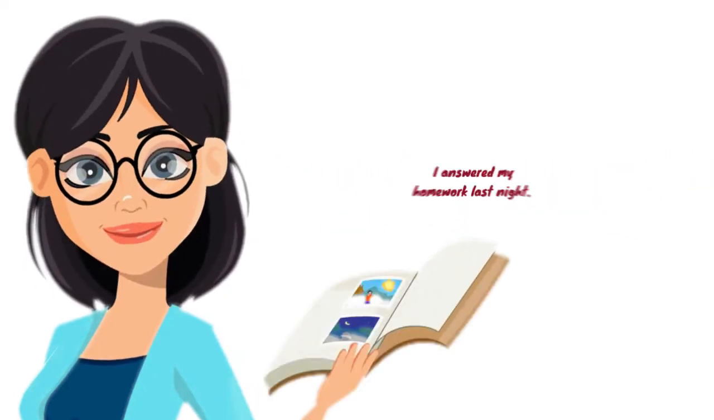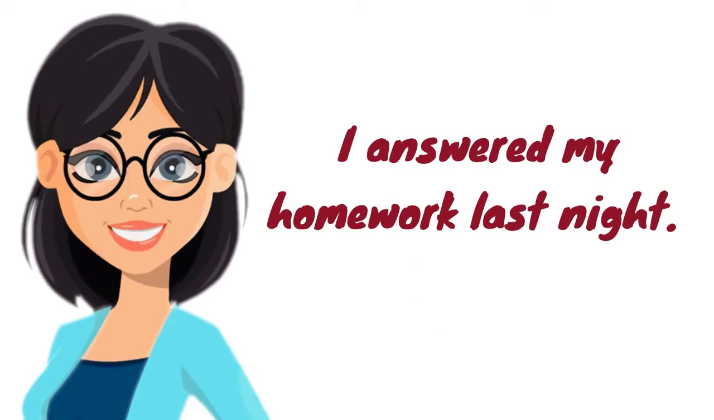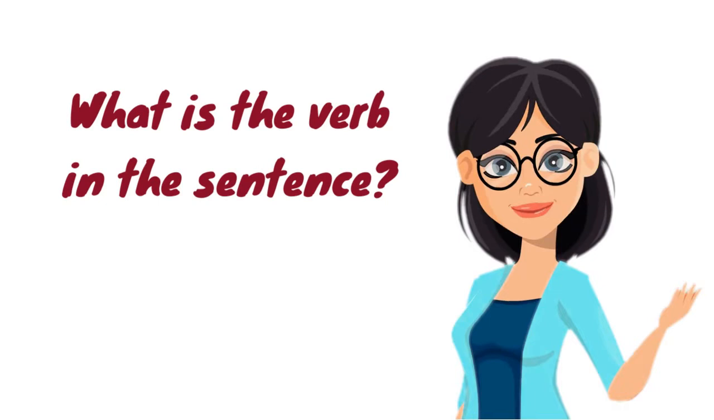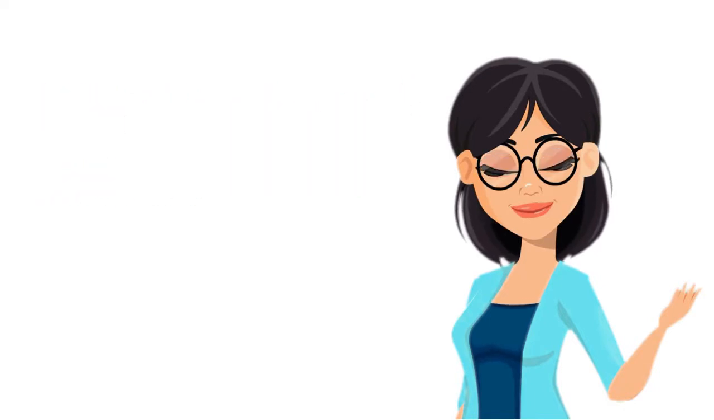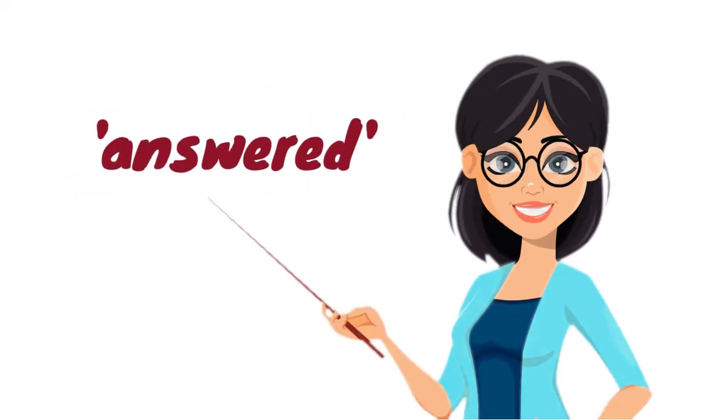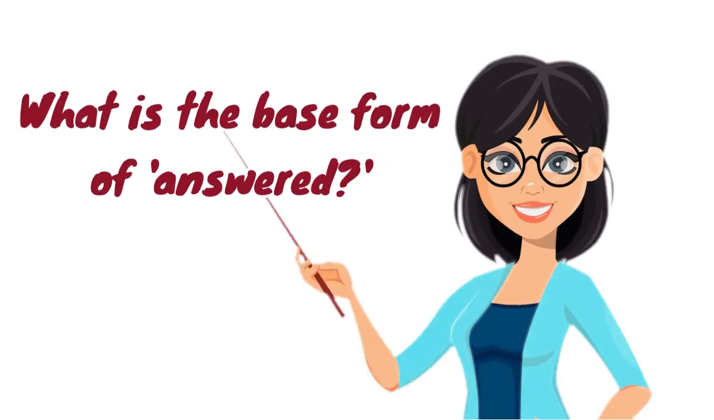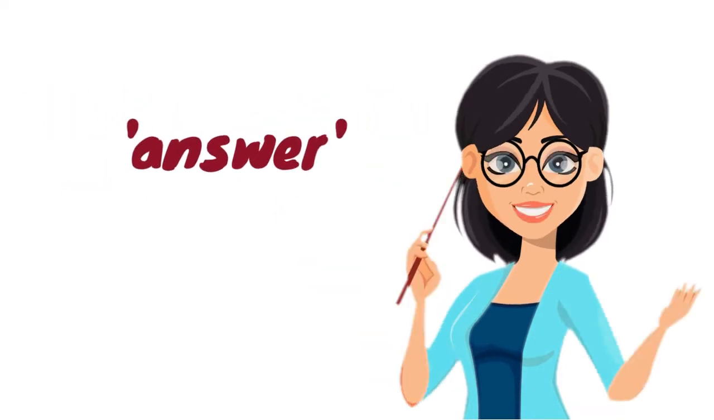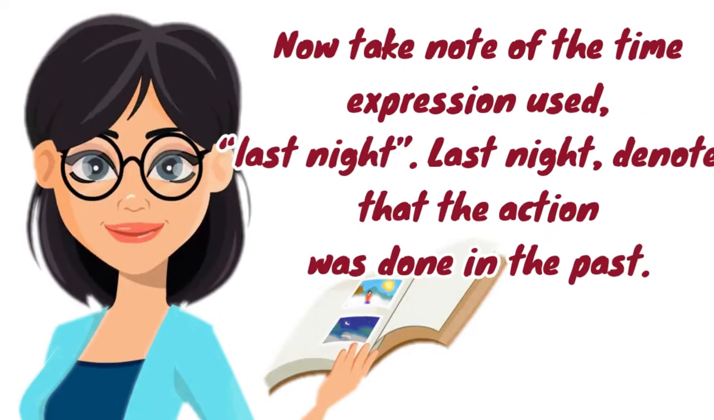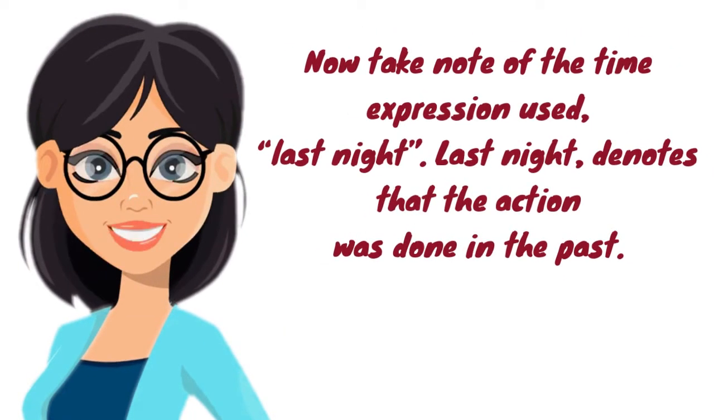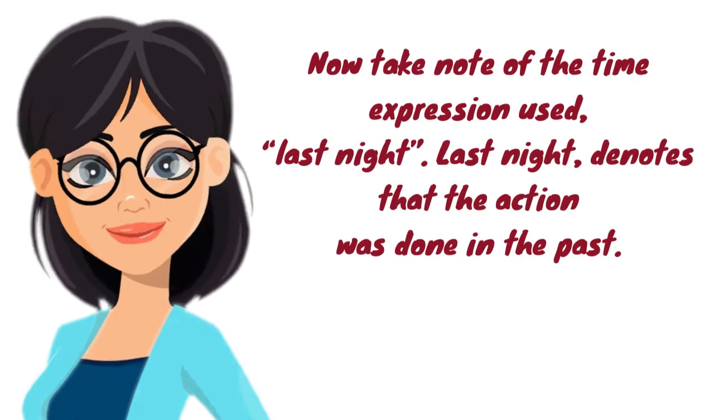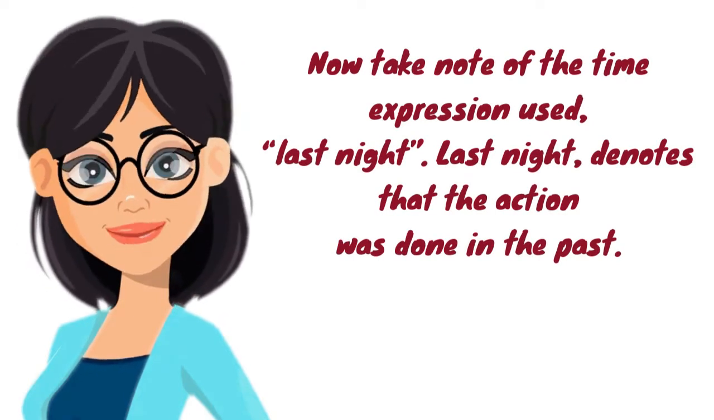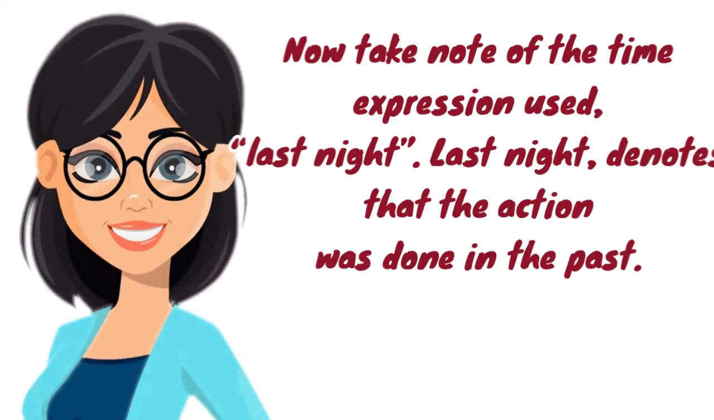Let us have these sentences. I answered my homework last night. What is the verb in the sentence? Correct. Answered. And what is the base form of answered? Yes, answer. That's correct. Now take note of the time expression used. Last night. Last night denotes that the action was done in the past.